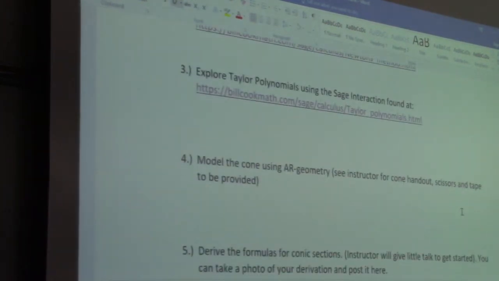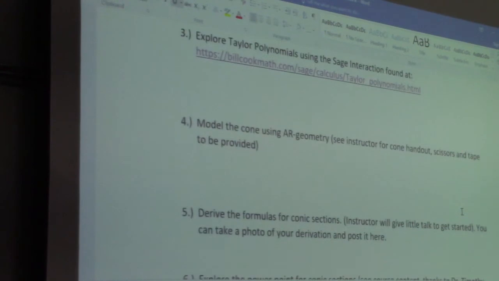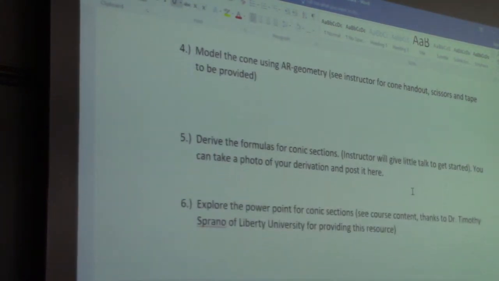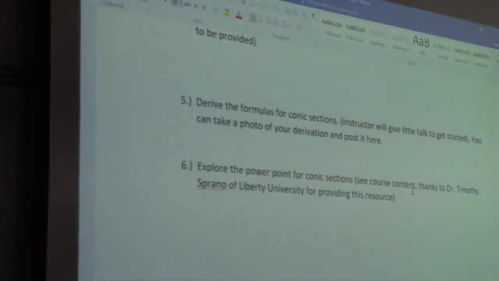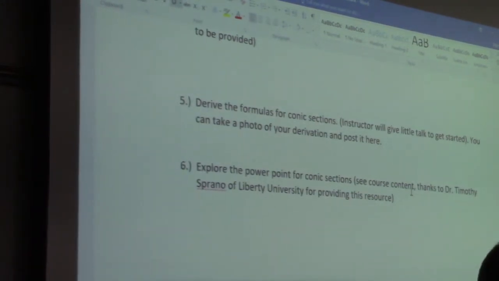Oh my goodness. Model the cone using AR geometry. All right, we're going to come back to 4, all right? I actually have a printout in the math department I have to go grab. That's why I'm coming back to it. And also, I have the camera on right now, so I wanted to start down the derivation I was talking about.